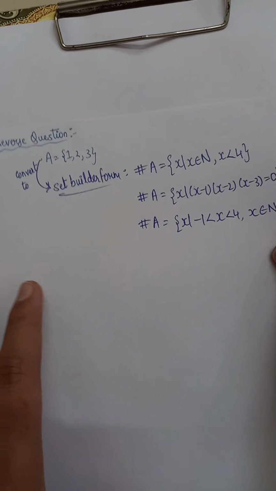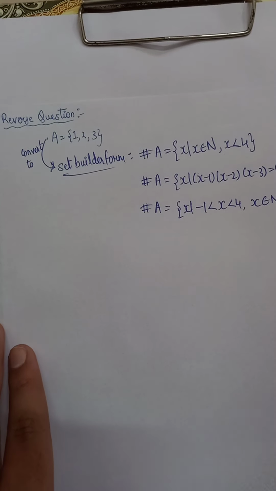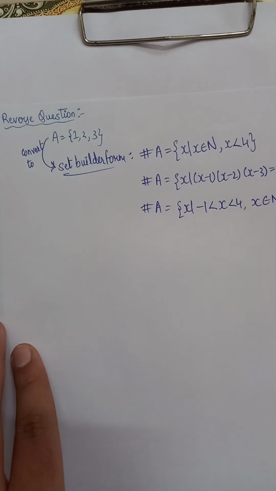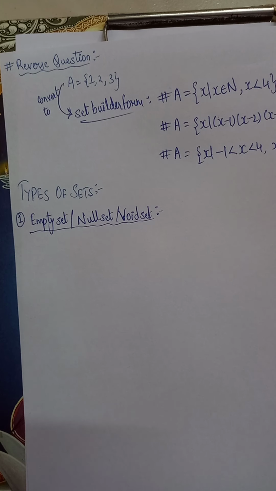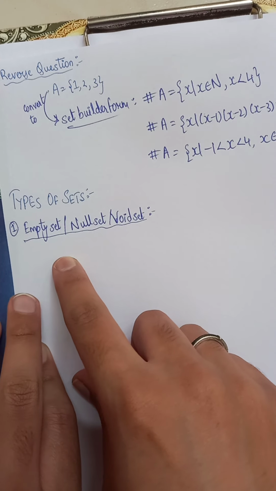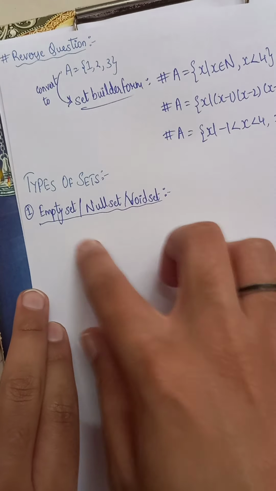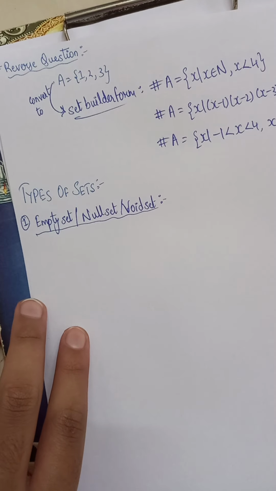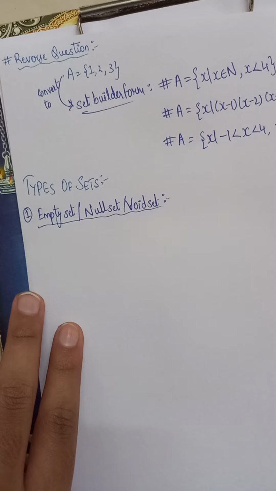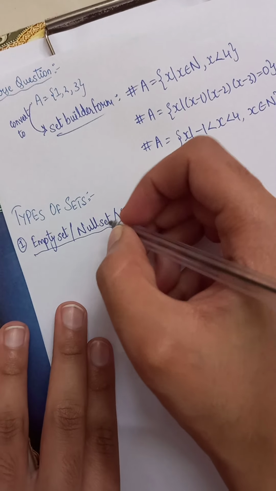So with this question, let's move on to today's topic, that is types of sets. First of all, sorry for the background noises, there's some construction going on. The first point under types of sets is the empty set, or null set, or void set.